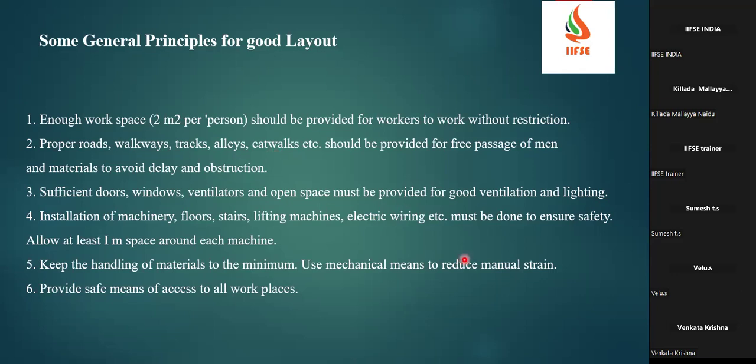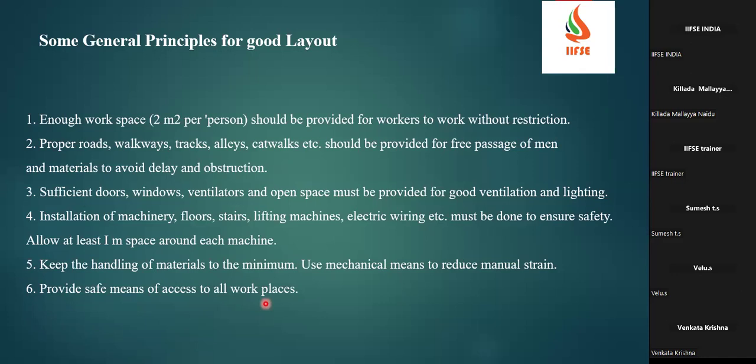So apart from manual strain, we can avoid the 80% of incidents, as we have seen the contribution for accidents, which is 80% due to the manual, 18% due to unsafe actions, and 2% will be the act of God. So here the 80% of incidents happen due to unsafe actions. The more you mechanize your process, the more man intervention can come down so that we can avoid accidents, and provide safe means of access to all workplaces. This is also one of the major drawbacks we used to notice in workplaces.